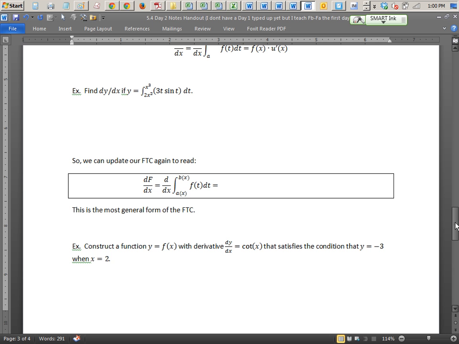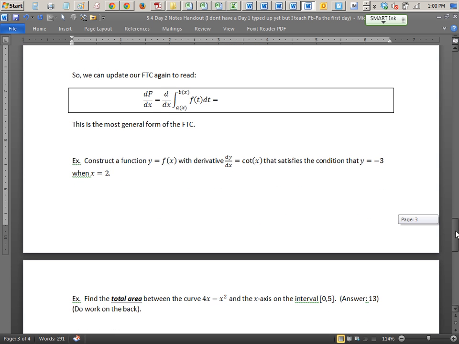You can go back through all your notes. You will not find one. So how in the world can we do this? It's like we're trying to find an antiderivative or something. What is y if the derivative is cotangent x? Well, we can at least start with this. We know that y will be the antiderivative of cotangent x.